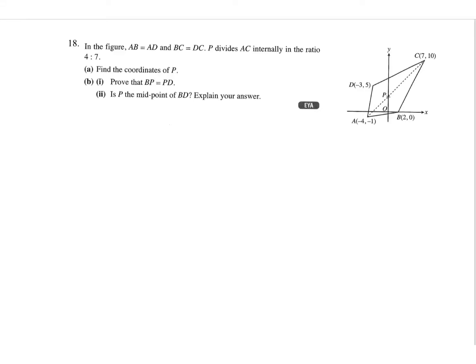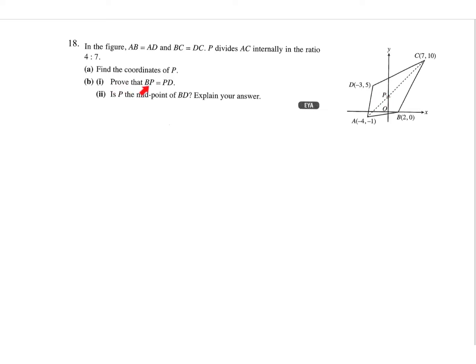All right. So what I'm going to do is to guide you through the three parts first, and then you will try the question by pausing the video, and then you can check the answer after you've tried. So for the first part, the question says P divides AC internally into the ratio of 4 to 7. So this part is 4 parts and this is 7 parts. So this is pretty standard. You can apply the section formula to find the coordinates of P.